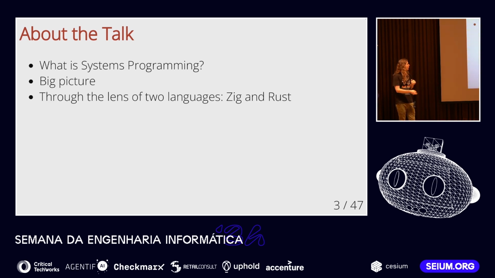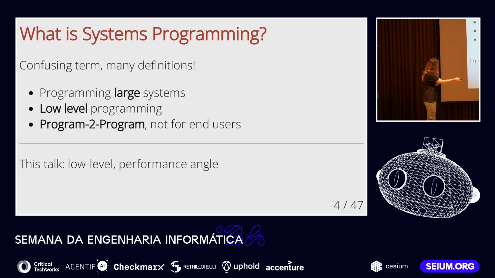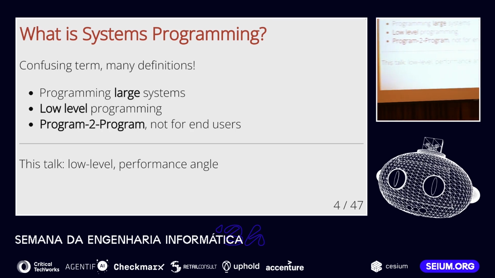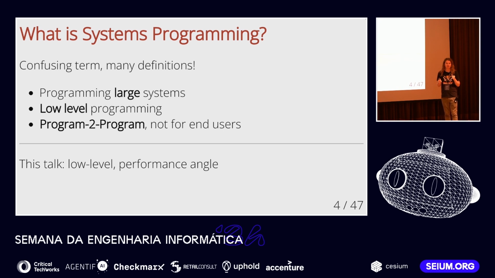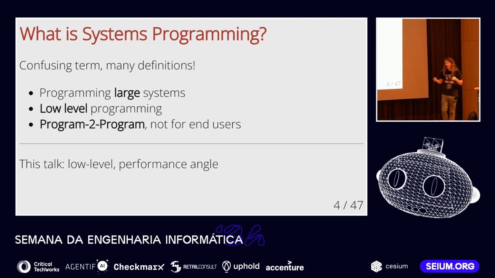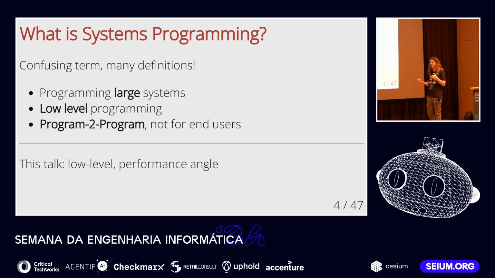So what is systems programming? Well, systems programming is unfortunately a confusing term. It seems like it is very crisp and precise, but actually different people might disagree about what systems programming is about. Some common definitions include low-level programming or programming large systems. One definition I particularly like is that systems programming is when the consumer, the user of your program, isn't a human, but, well, another program.